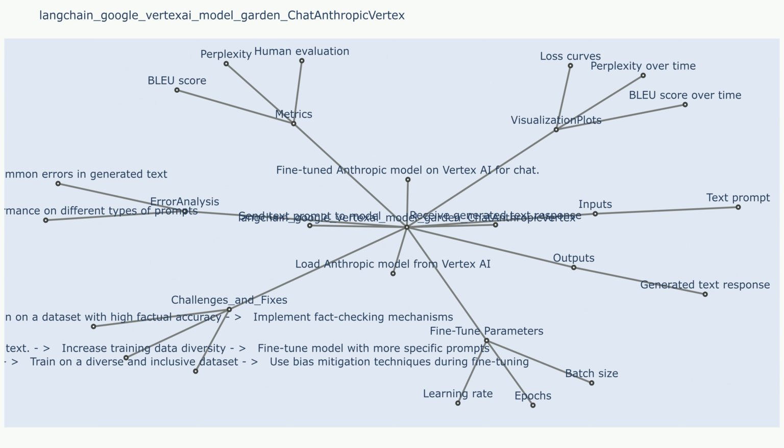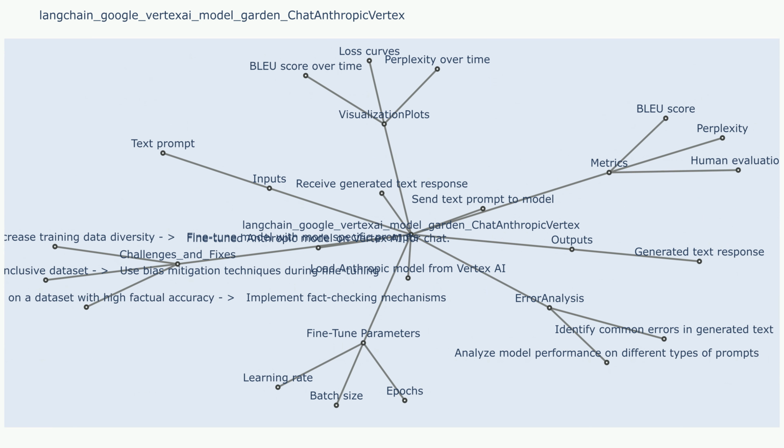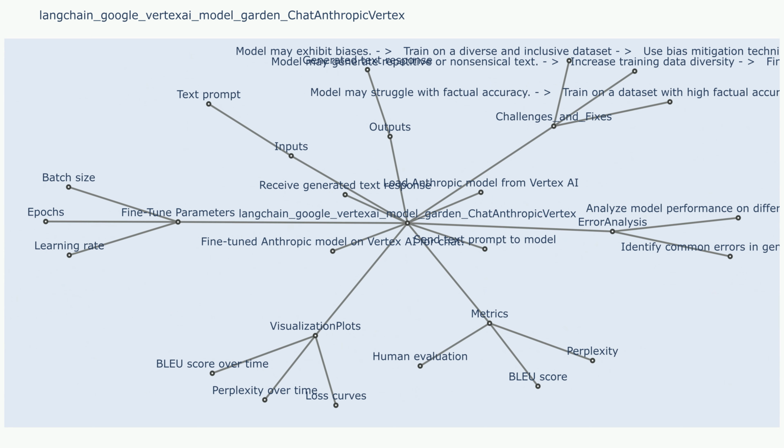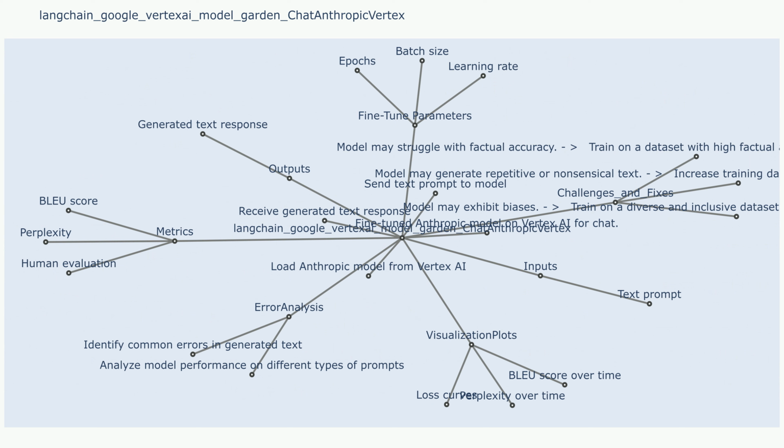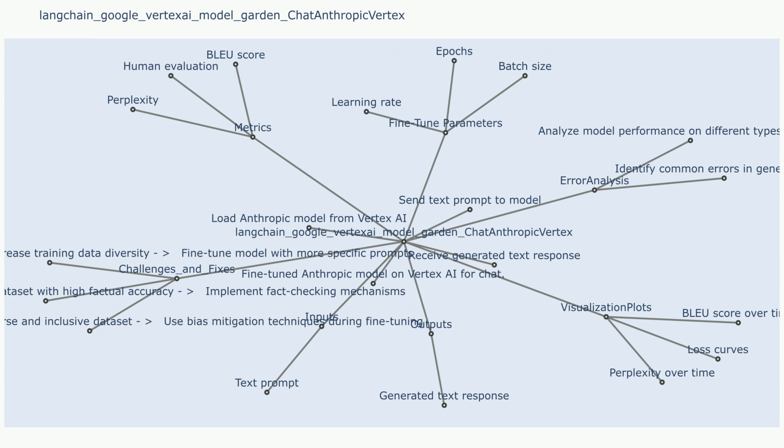Steps: initialize the Chat Anthropic Vertex model instance from the Google Vertex AI service. Send the input text and parameters to the model. Receive and process the generated output from the model. Metrics: accuracy. Evaluate the model's accuracy in performing tasks like question answering, summarization, and text generation. Coherence: measure the coherence and fluency of the generated text. Relevance: assess the relevance of the model's output to the input prompt or question.